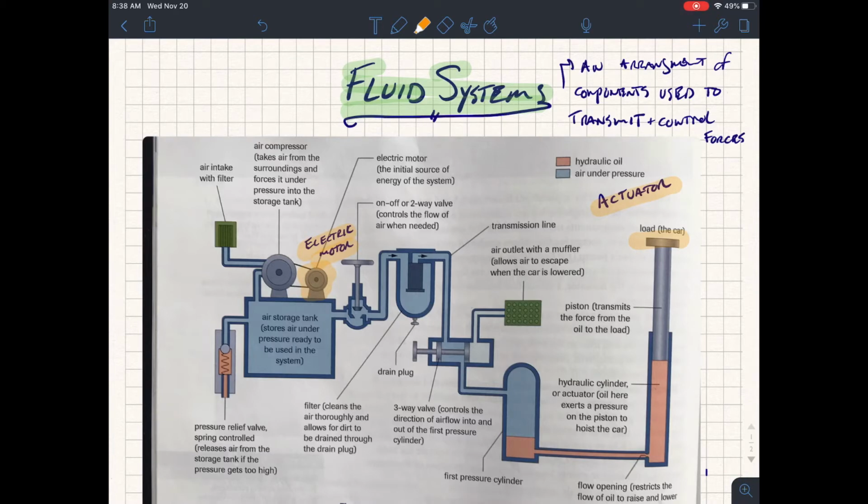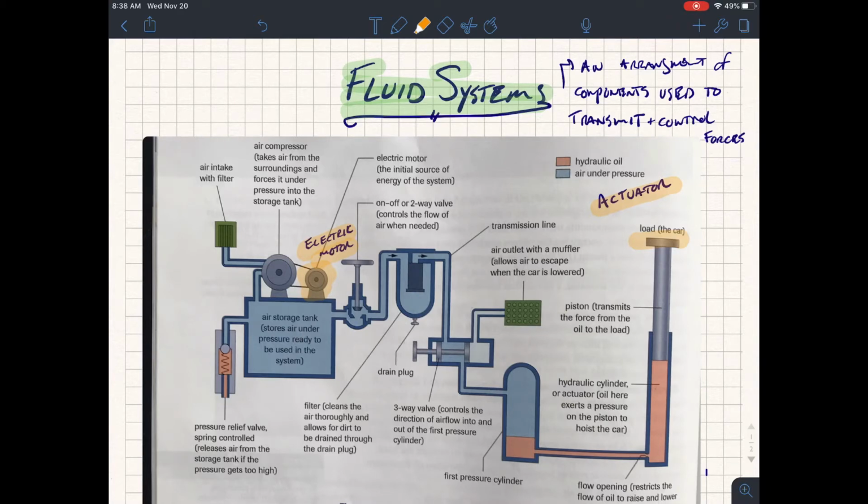Your objective today really is to be able to describe in detail how the system works. What are the components of a fluid system? The generalized components, that's what you need to know. You need to be able to tell the story of this particular fluid system and how we use pneumatics and hydraulics to achieve some output.